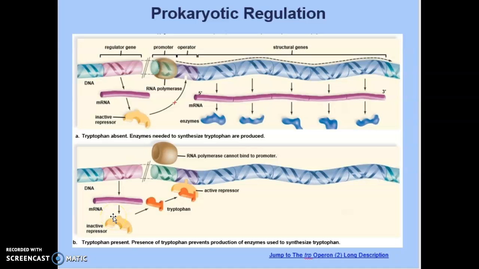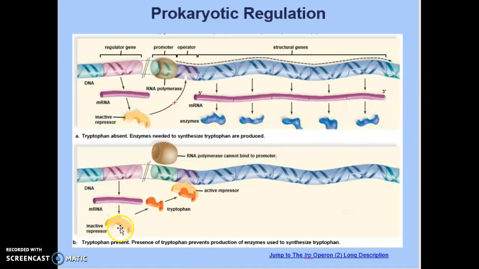Right here we show that the repressor is bound to the operator region in this section, and it's blocking this RNA polymerase from binding. And RNA polymerase is the enzyme that transcribes the structural gene here. So it's going to be responsible for making all of these enzymes in a metabolic pathway. In this case, what we're looking at is tryptophan. So these enzymes are needed to synthesize tryptophan. Tryptophan is produced by a metabolic pathway requiring each one of these enzymes.